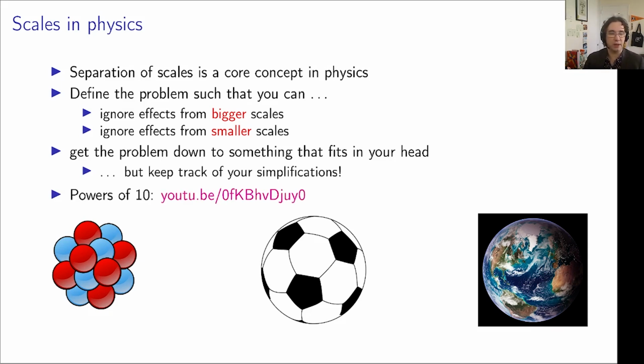A really interesting, classic video from the 1970s, about 9 or 10 minutes long, starts from the scale of a picnic, and then zooms out to the scale of the observable universe, and then zooms down to the scale of subatomic particles, showing you all the different scales that exist and how we can work at each of them separately.